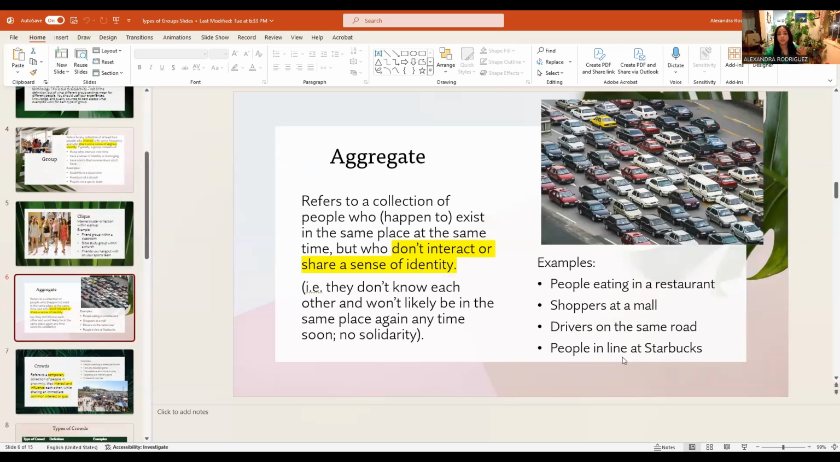Another example could be shoppers at a mall. They're all there to shop, but they don't know each other. They don't plan on interacting, and they have no common sense of identity.